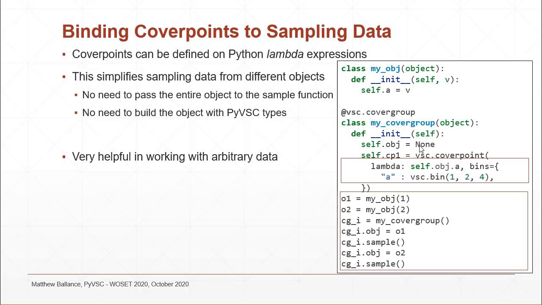Secondly, initially, I have no idea what the object is. And over time, as I sample my data, I'm going to get different objects that I want to have sampled. So the mechanism here is, okay, I have my object coming in. Maybe this is from some listener from some stream of data. I set the obj field in my cover group to the object instance that I want to sample. I call sample, and when the cover point is sampled, this lambda expression will be evaluated. It will get whatever the current value of A is, and everything's good from here on. So this works well in more complex situations.